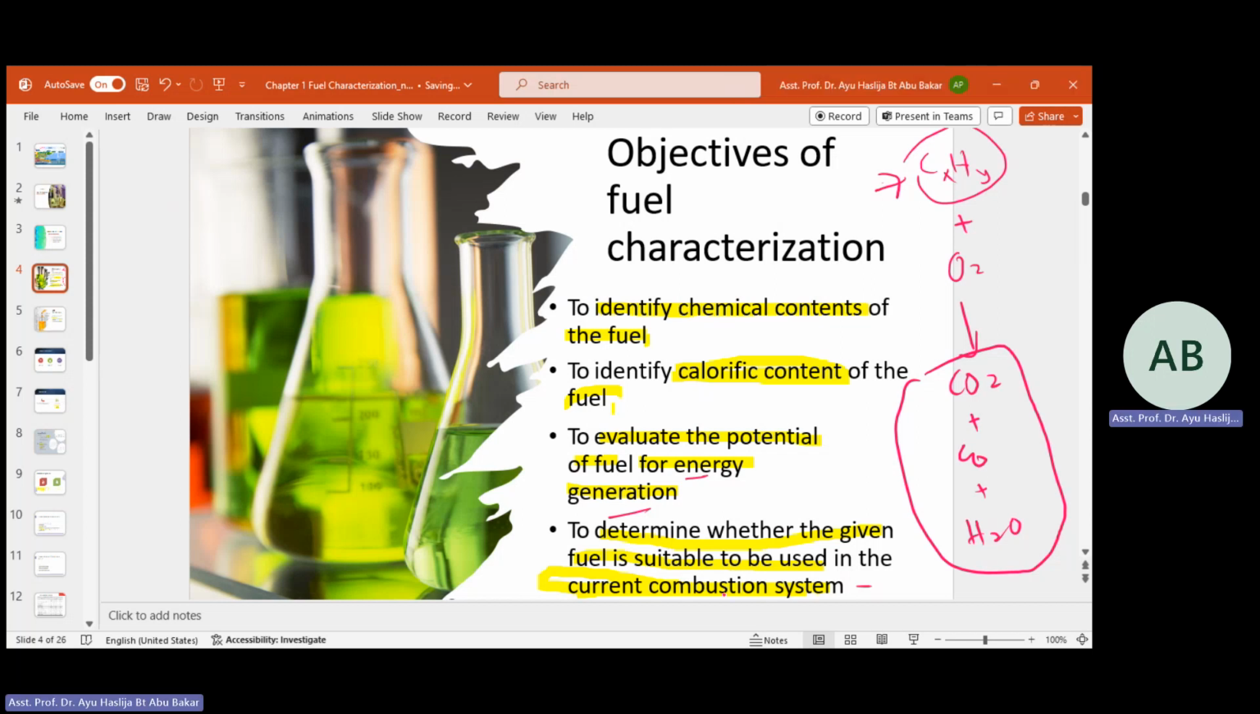Current combustion system here means the system at the power plant or at the factory. So if the factory uses solid fuel, is the fuel you have suitable for that combustion system? Let's say the power plant uses gas, so you need to relate whether it is suitable or not to be used.